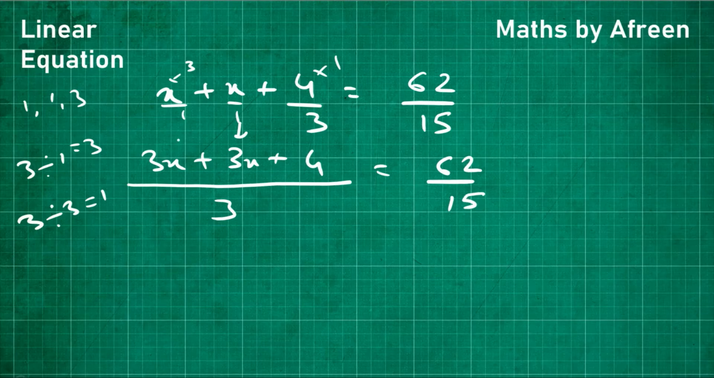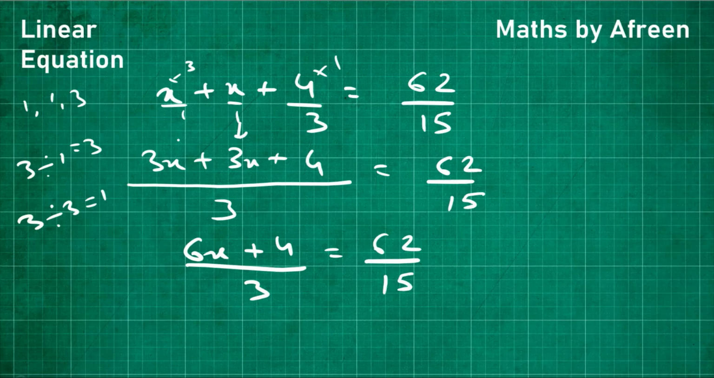Now 3 plus 3 equals 6x plus 4 upon 3 equals 62 divided by 15. Now what we will do, transpose this 3 from left hand side to right hand side. Upon transposing, what you will get: 6x plus 4 equals 62 divided by 15 multiplied by 3, because here it was divided by.